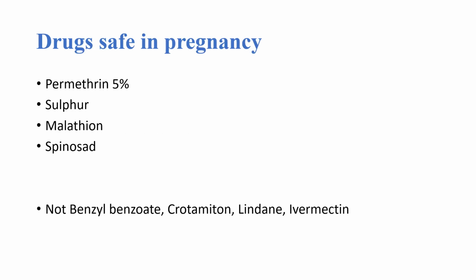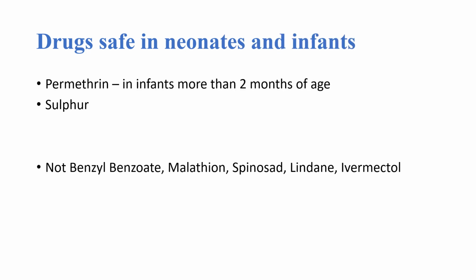And the drugs which are safe in pregnancy are permethrin 5%, sulfur, malathion and spinosad, but not benzyl benzoate, crotamiton, lindane or ivermectin. Drugs safe in neonates and infants: permethrin in infants more than 2 months of age, and sulfur, but not benzyl benzoate, malathion, spinosad, lindane or ivermectin.